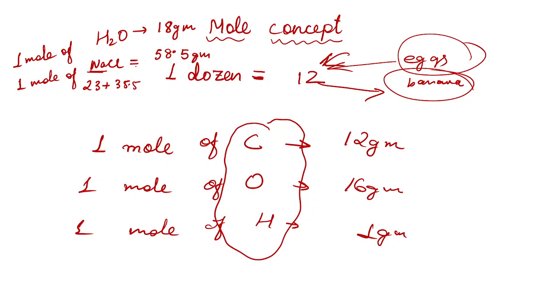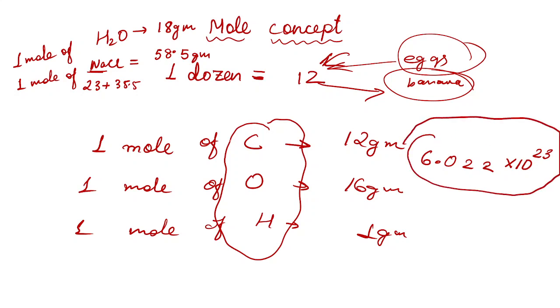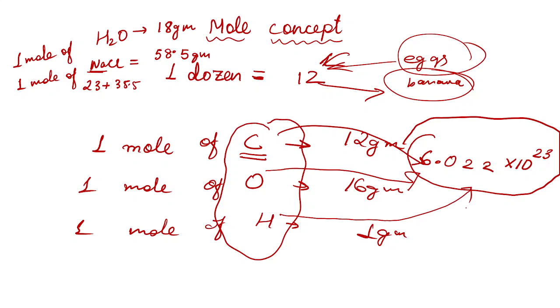Now here comes the important Avogadro's number. What is Avogadro's number? Avogadro's number says that 1 mole of any substance will always contain the same number of particles, and that is equal to 6.022 into 10 to the power 23. Now if you are taking 1 mole of carbon, that will also contain this many atoms. If you are taking 1 mole of oxygen, that will also contain this many atoms. If you are taking 1 mole of hydrogen, that will also contain 6.022 into 10 to the power 23 atoms. So this was related to your dozen, like 1 dozen of anything will be 12. Similarly, 1 mole of any substance will always be equal to Avogadro's number, and its mass is always equal to the molar mass or molecular mass of that particular substance. This is your mole concept here.